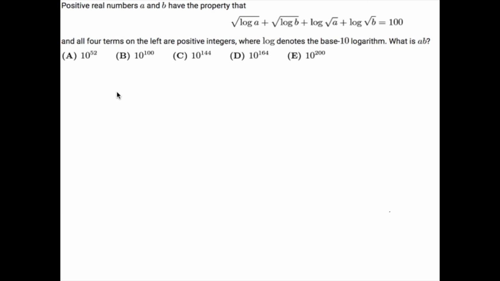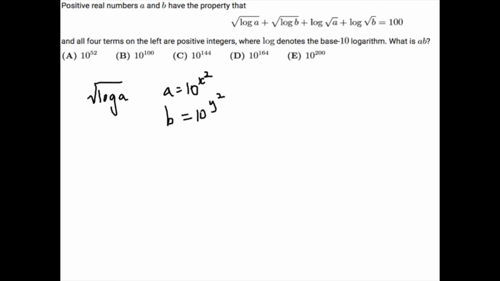So the first thing we need to know in this problem is the form of a and the form of b. Since the square root of log a is a positive integer, a has to be in the form 10 to the, well, let's call it x squared, where x is also a positive integer. Why? Because if we take the log of this number, we're going to end up with x squared, and that still has to be a perfect square. So a has to be in this form, and b has to be in a similar form, right? So let's call b 10 to the y squared.